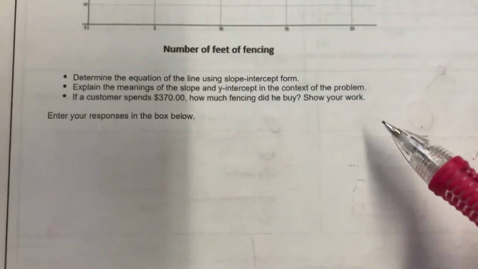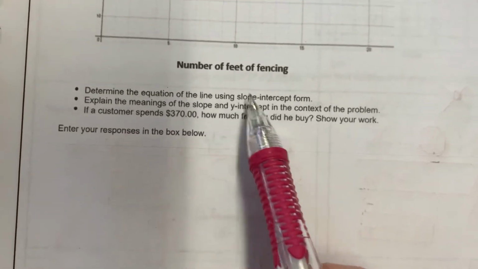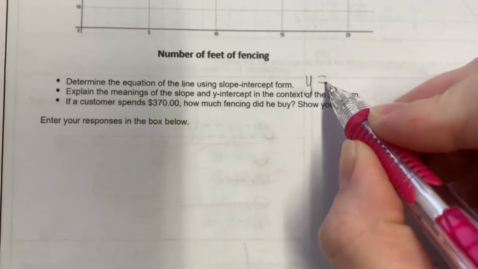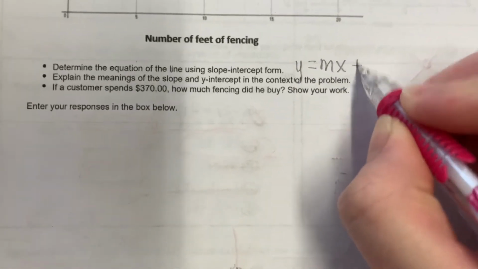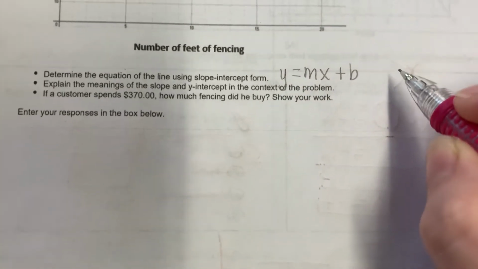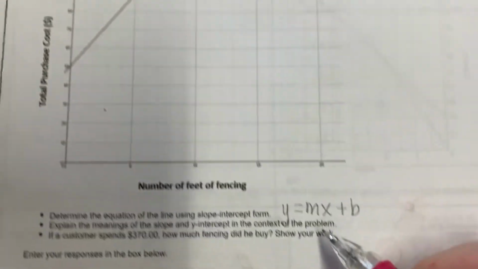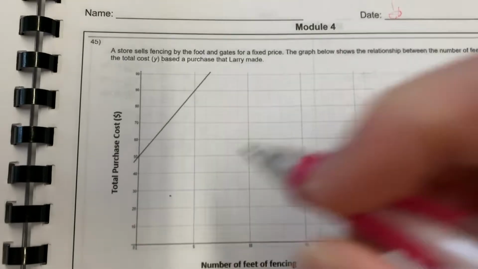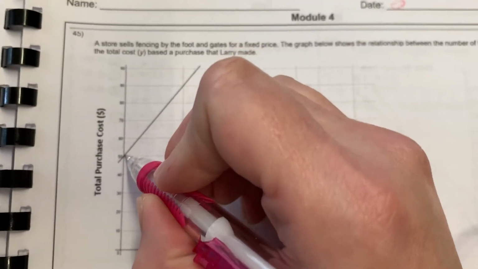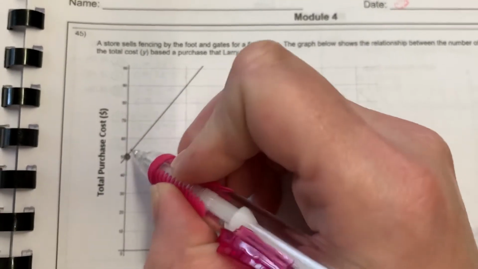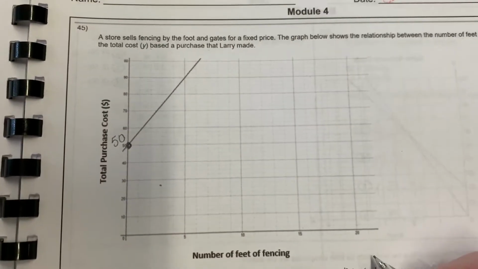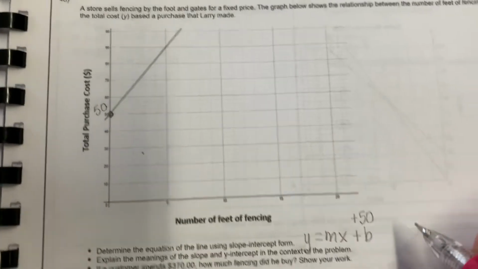For the first bullet, it says, determine the equation of the line using slope-intercept form. So the equation of the line in slope-intercept form is y equals mx plus b. Okay, so to find the m, the slope, I'm going to look at the graph. And I notice right here that it crosses the y-axis, and that's at 50. So I know that my b, or my y-intercept, will be 50.